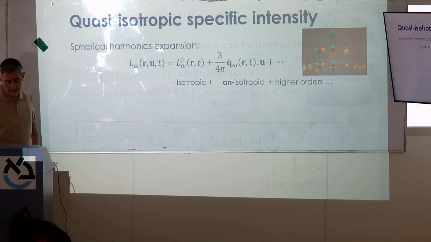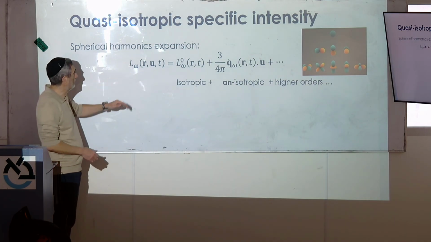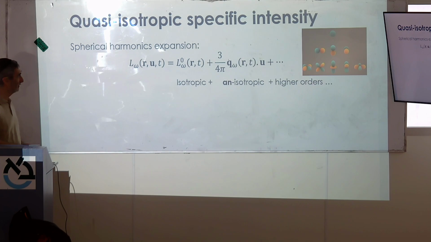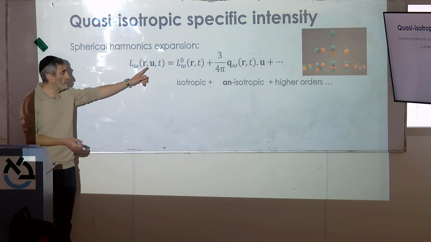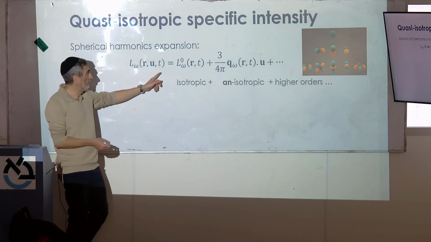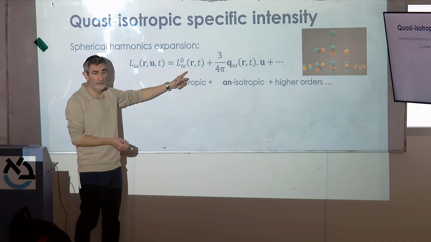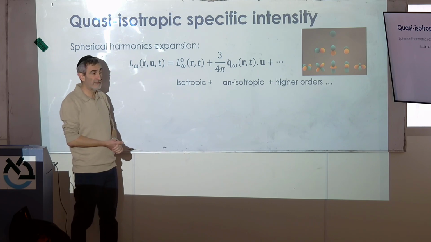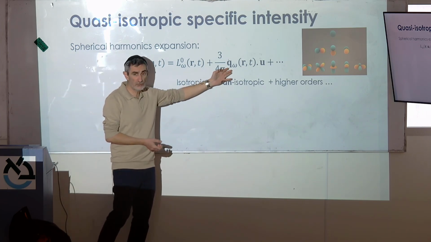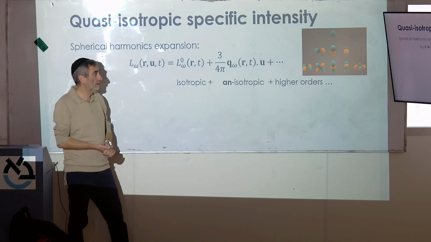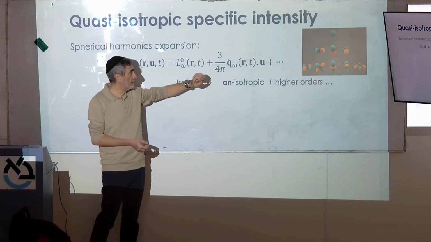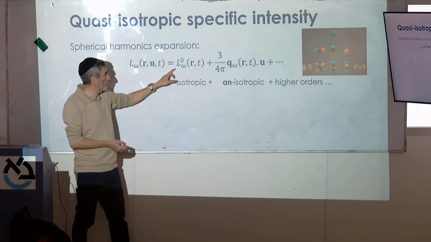So this is where the spherical harmonics expansion will come into the picture. We are going to write L, the specific intensity, which depends on u, as a first term which does not depend on u. That's the isotropic component of the specific intensity, plus a correction which is anisotropic. Let's try to calculate what this function is.